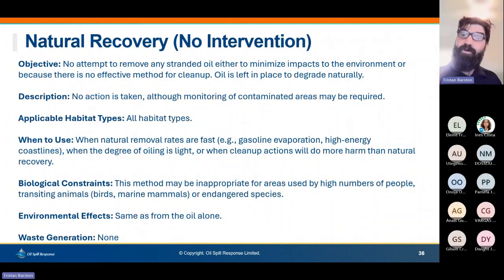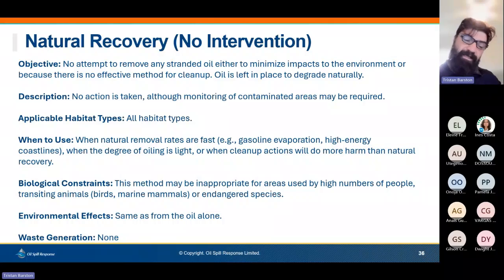Obviously, we want to make sure that the area where this action is taken is being monitored and isolated. We don't want any people going into that area while these operations are going on. So there's a number of areas where this is a very, very good response strategy. When natural removal rates are fast, so very light products, aviation fuel, naphtha, those type of products work very well for this natural recovery. They evaporate quickly, or if it's a high energy area where there's a lot of movement, we can introduce a lot of movement into the water.